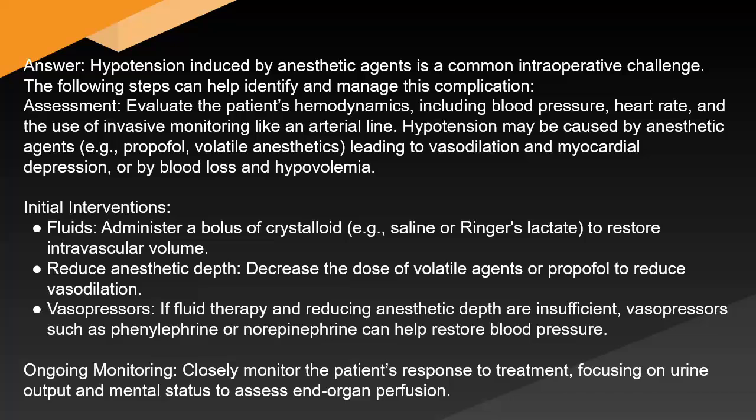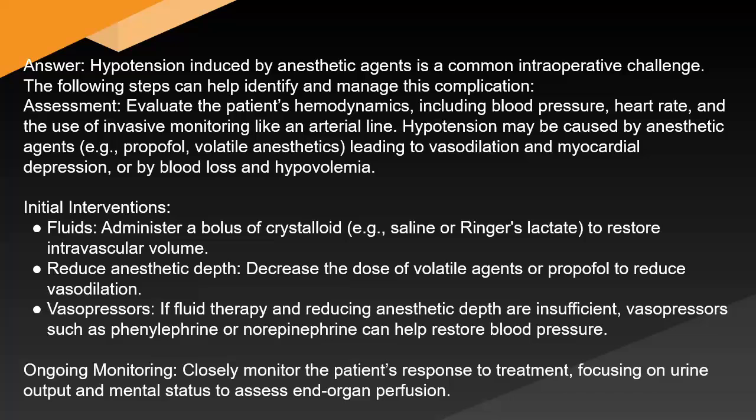Initial interventions: fluids. Administer bolus of crystalloid, e.g., saline or Ringer's lactate, to restore intravascular volume. Reduce anesthetic depth. Decrease the dose of volatile agents or propofol to reduce vasodilation. Vasopressors. If fluid therapy and reducing anesthetic depth are insufficient, vasopressors such as phenylephrine or norepinephrine can help restore blood pressure. Ongoing monitoring. Closely monitor the patient's response to treatment, focusing on urine output and mental status to assess end organ perfusion.